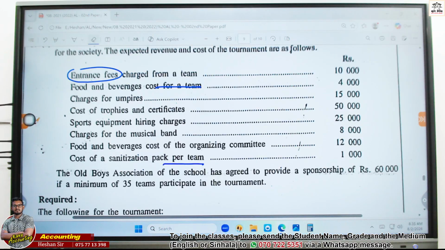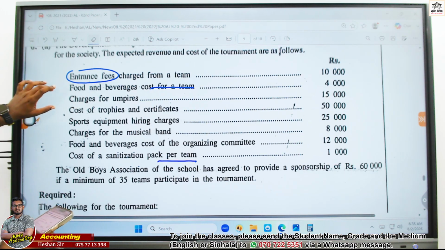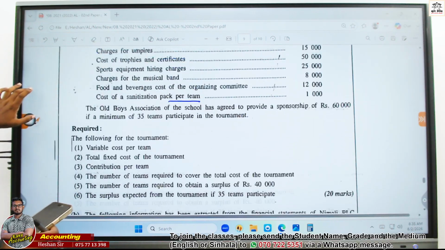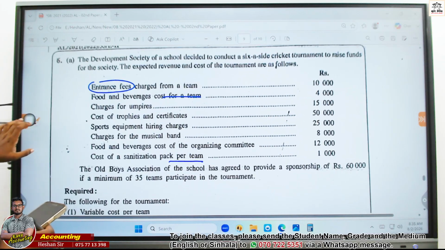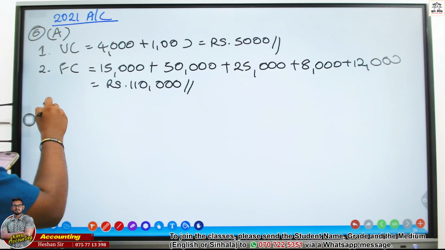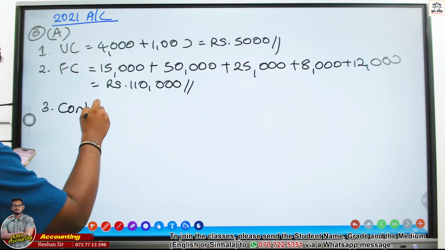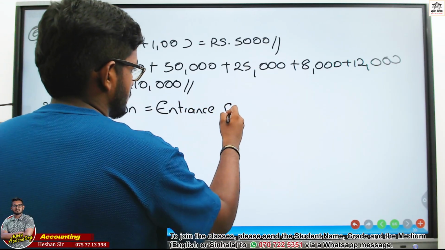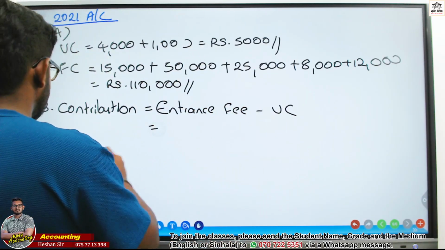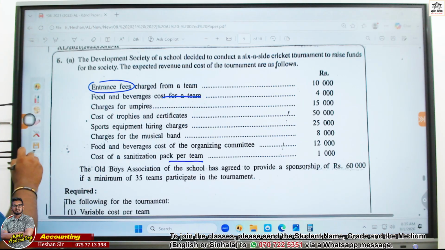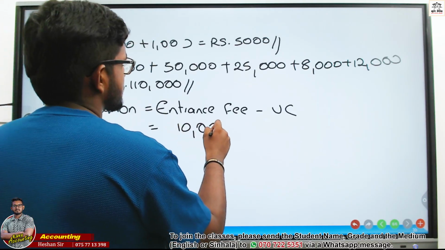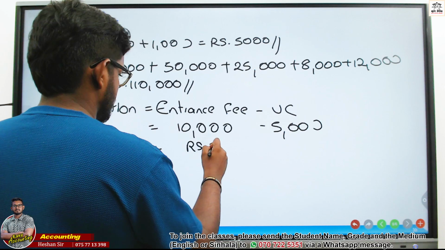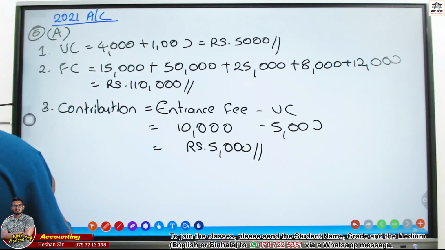Number 3. Next, contribution. They are asking contribution per team. So contribution equals entrance fee minus variable cost. Entrance fee how much? 10,000. Variable cost is how much? 5,000. So the contribution is rupees 5,000.